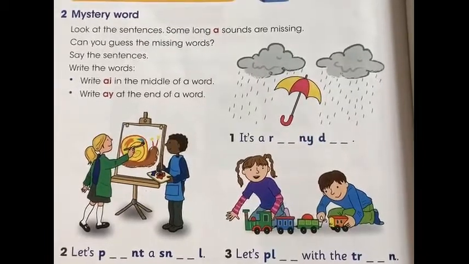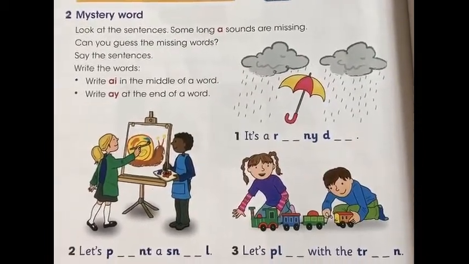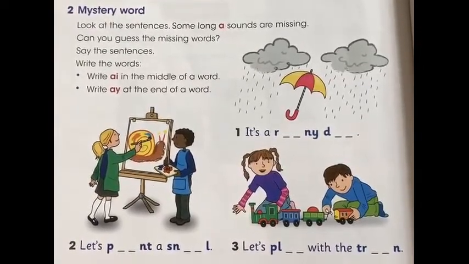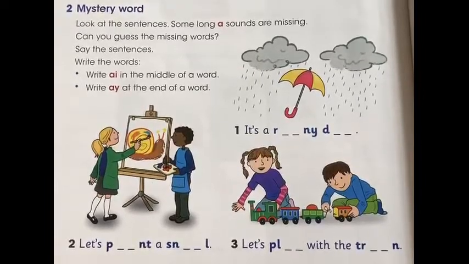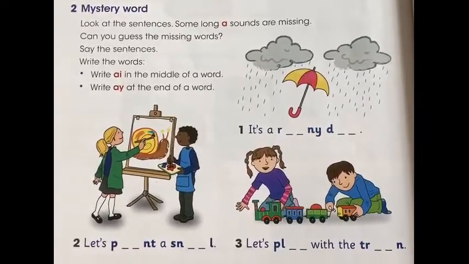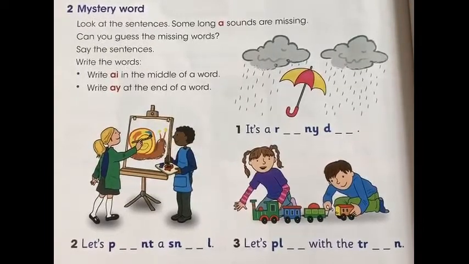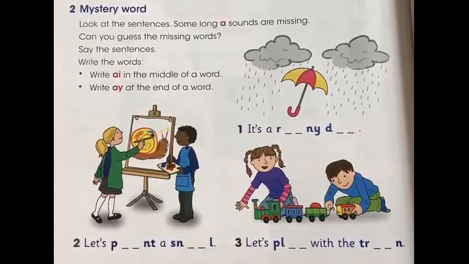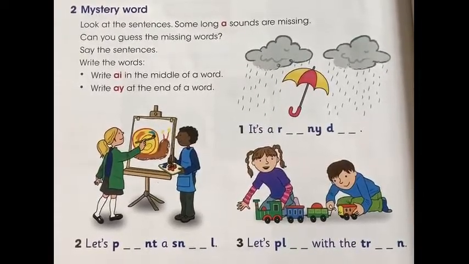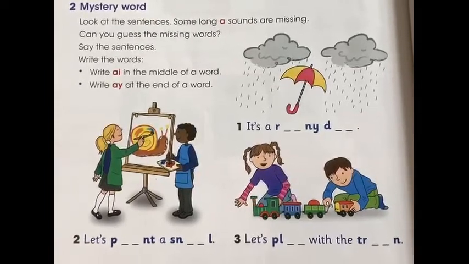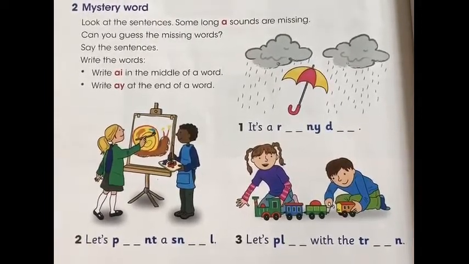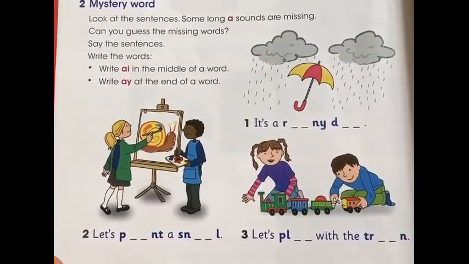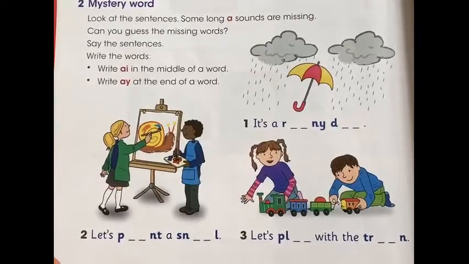Now my students, move to exercise number 2, page 112, mystery word. Look at the sentences. Some long A sounds are missing. Can you guess the missing words? Say the sentences. Write the words. Write AI in the middle of the word. Write AY at the end of the word. Here we have, my students, in this exercise, 3 sentences. We should complete them. Look at the first sentence.